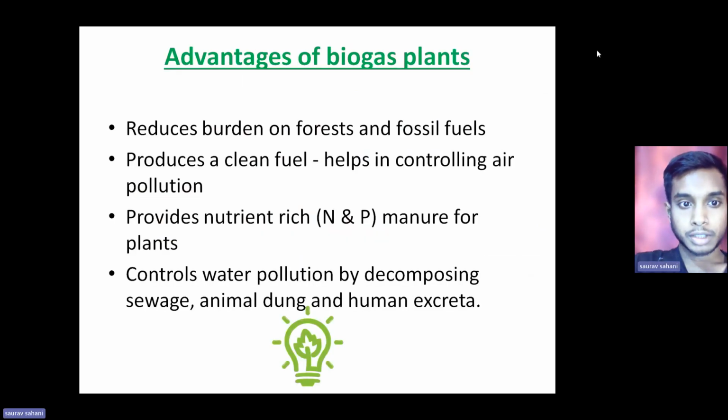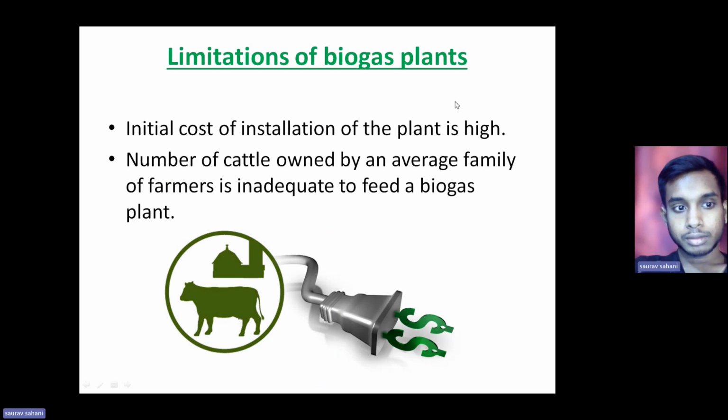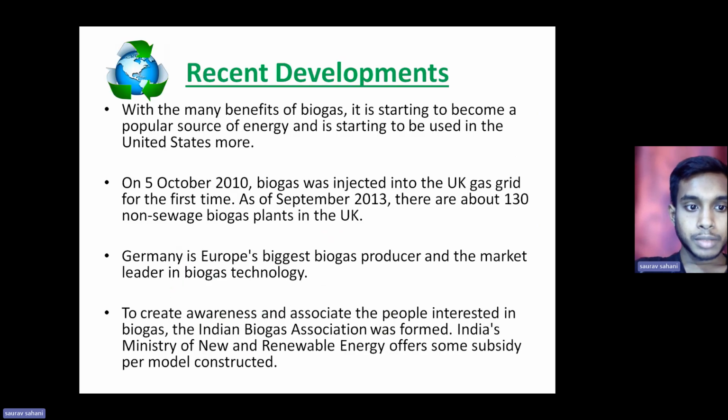Advantages of biogas plant: reduces burden on forest and fossil fuel, produces a clean fuel, produces nutrient-rich manure for plants, controls water pollution by decomposing sewage, animal dung and human excreta. Limitation: initial cost of installation of the plant is high. Recent development.